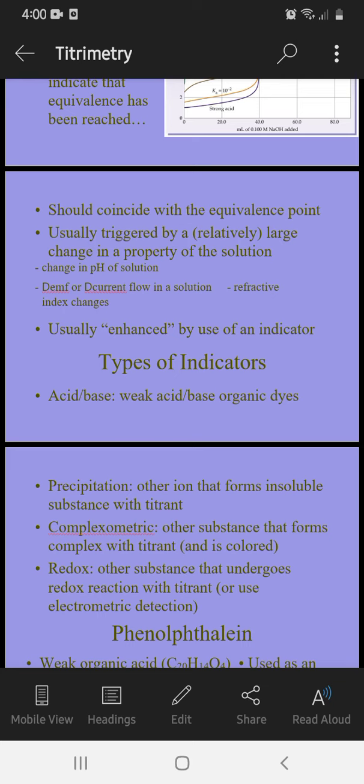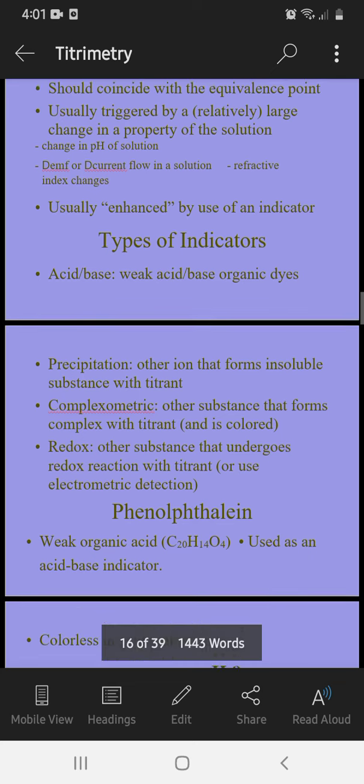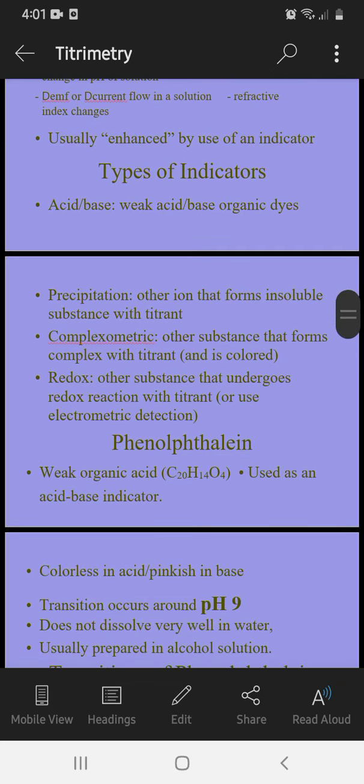should coincide with the equivalence point, usually triggered by a relatively large change in a property of the solution: change in pH of the solution, change in EMF or the current flow in the solution, or refractive index changes, usually enhanced by use of an indicator.